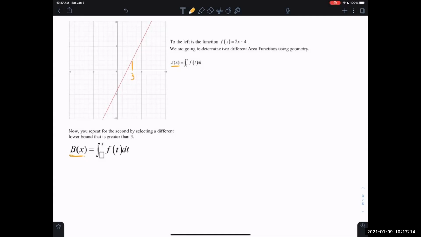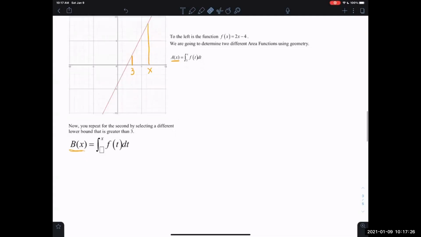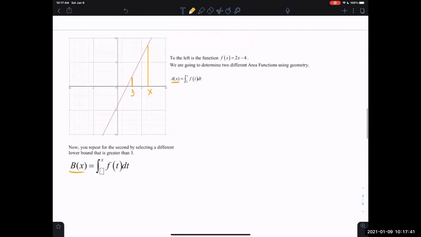There's 3. X is arbitrary, right? We don't care. So let's say that's x. And what we are going to do right now is using whatever shape I just created, which happens to be, hopefully you see that, a trapezoid. Not such a great line. Let me try that one more time. There we go. Okay, so we're going to use the area of a trapezoid.